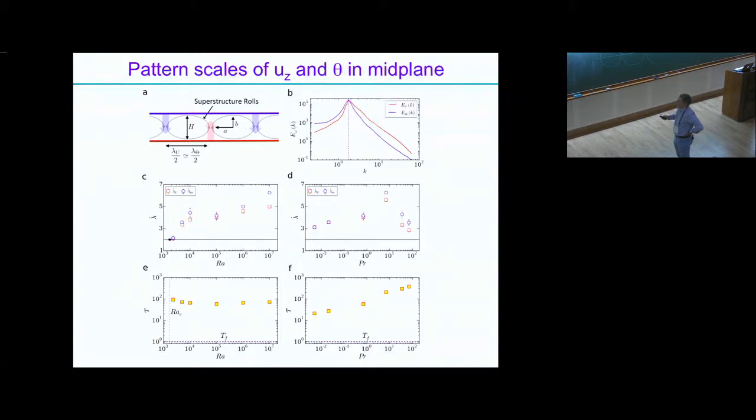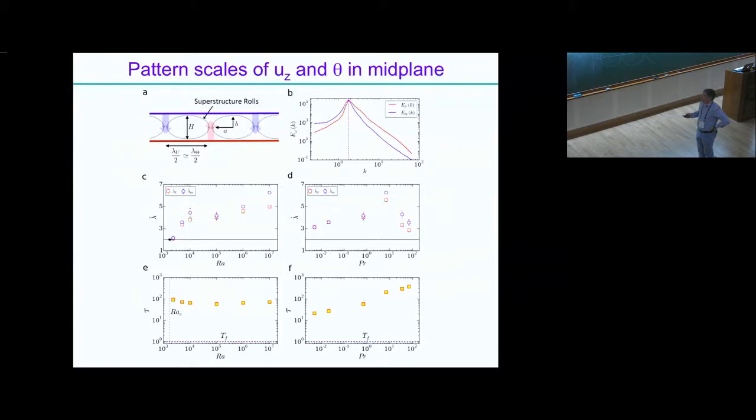At least this kind of behavior has also been observed by other people, for instance, Thomas Hartlep, Andreas Tilgner, and Fritz Busse in some simulations. So we have extended that to the low Prandtl number end in this system. Once you have these scales, you can calculate the time scale, and that seems to be rather robustly varying with the Rayleigh number. There's not much change here, and there's a slight increase with the Prandtl number.